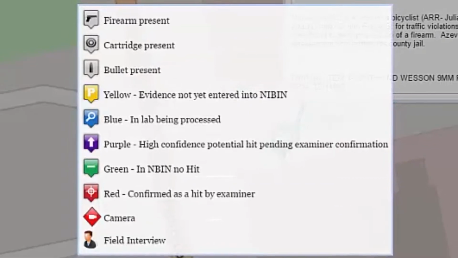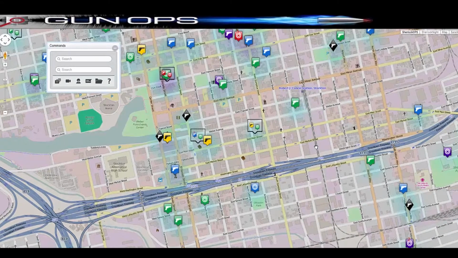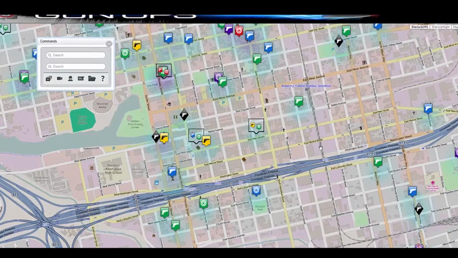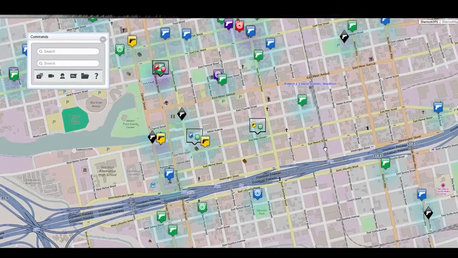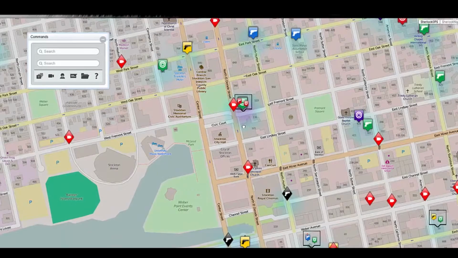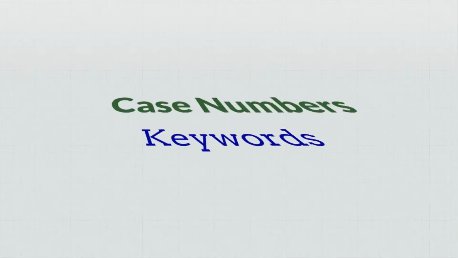GunOps allows investigators to prioritize ballistics information. The color-coded symbols show at a glance what is pending, or what has not been entered into 3D imaging systems yet. Therefore, visually, you can see what needs to be done at a glance. Additionally, GunOps also shows where all security cameras are located, so detectives can quickly find out which cameras are closest to the incident they're dealing with. As mentioned, the system is fully searchable. Users can search case numbers, keywords, names, vehicle descriptions, anything.